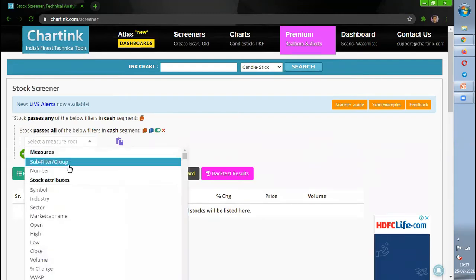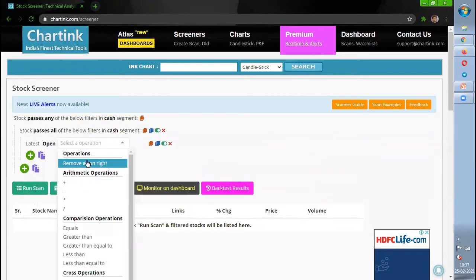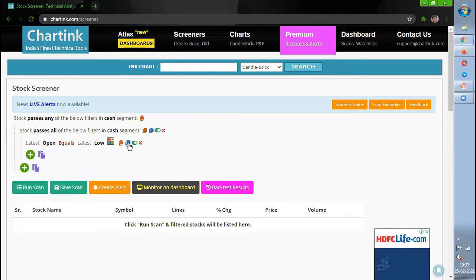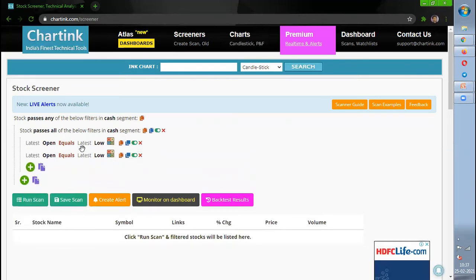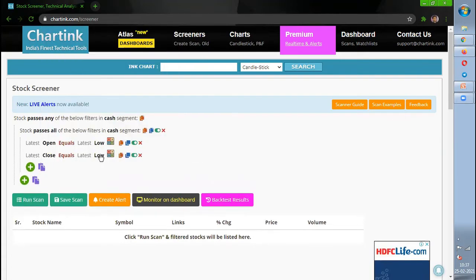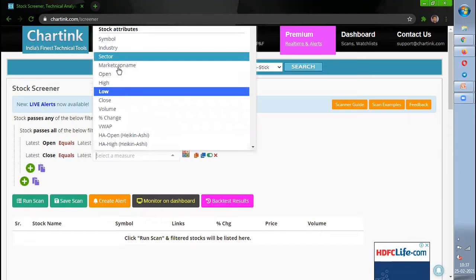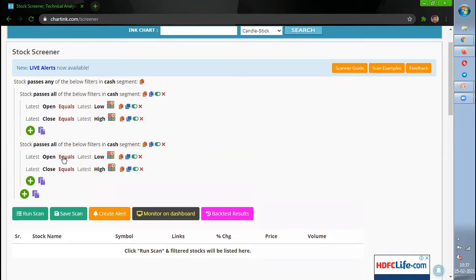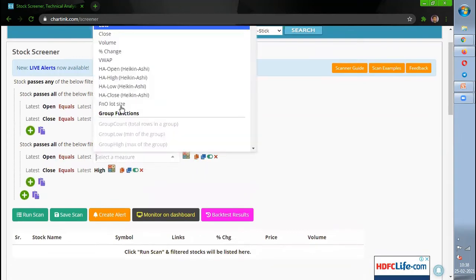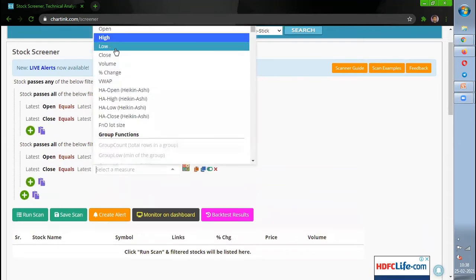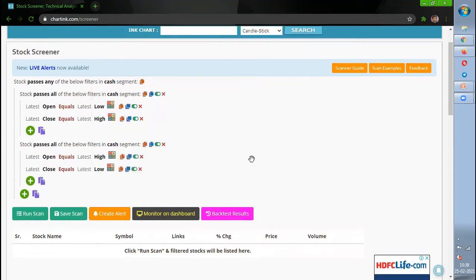Let me write that. The open and low should be the same for the green Marubozu candle, and the close and high should be the same for the green Marubozu candle. And after that, open and high should be equal for the red Marubozu candle, and the close and the low should be equal for the red Marubozu candle. So this is what I've written.